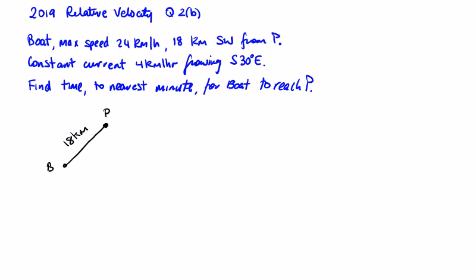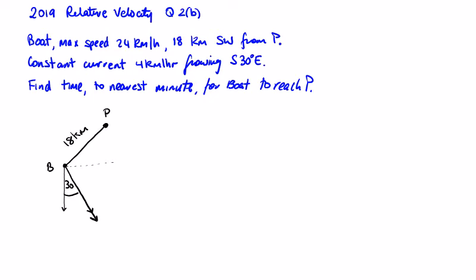There's a constant current of 4 kilometers an hour flowing uniformly in a direction south 30 degrees east. Well, let's just set up that's east. So south 30 degrees east. This is south, so it's going down this way. This is the current. And my 30-degree angle would be in here. So that's the current flowing south 30 degrees east.